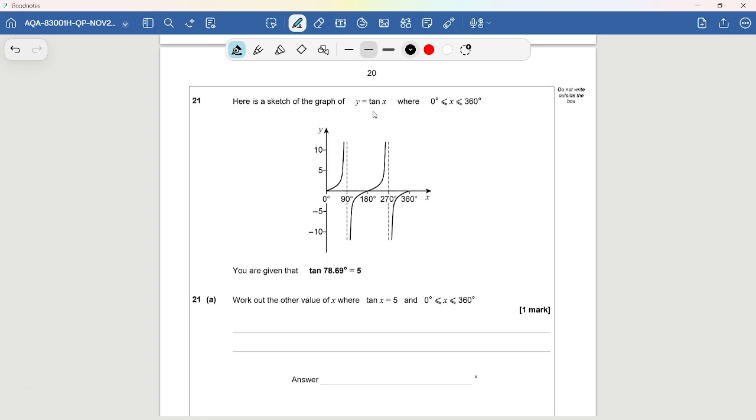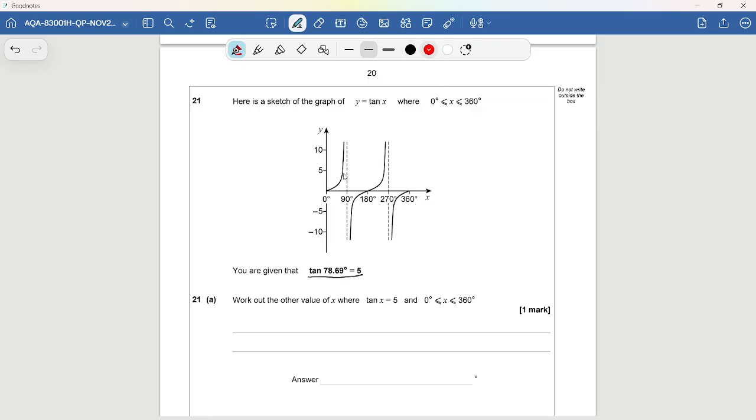Here is a sketch of the graph y is tan x, where x is ranging between 0 degrees and 360 degrees. You are given that tan 78.69 degrees is 5. Work out the other value of x when tan x is 5, in the same range between 0 and 360. So you're given a tan x graph, where the x values range between 0 and 360, and the y values are between negative 10 and 10. It says it's given that tan 78.69 is 5. So tan x equals 5 is here.